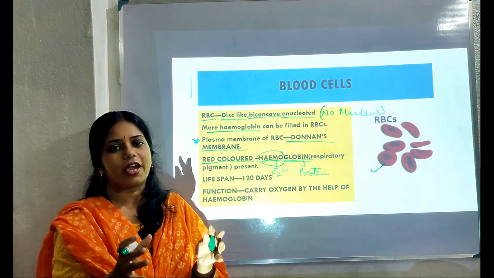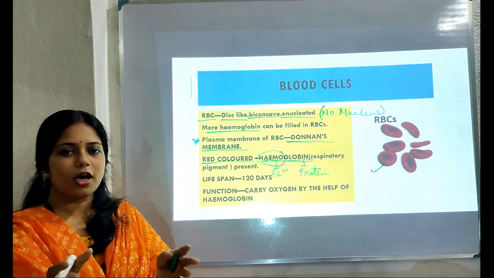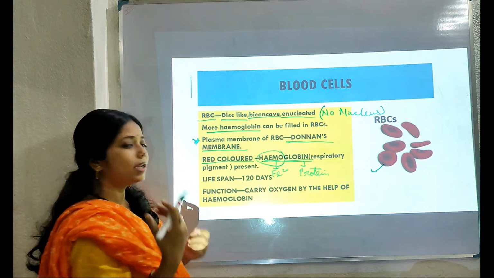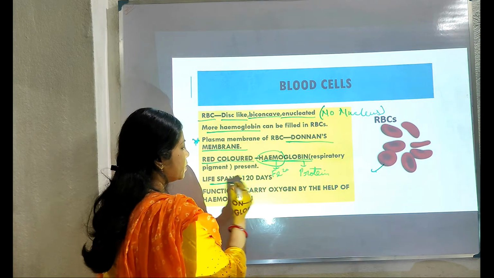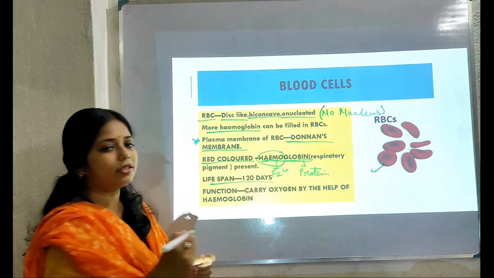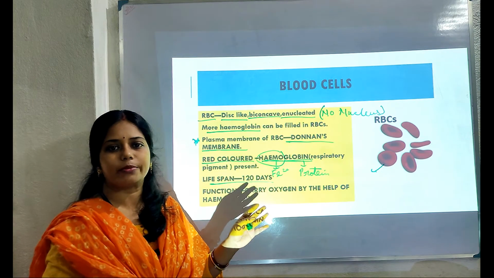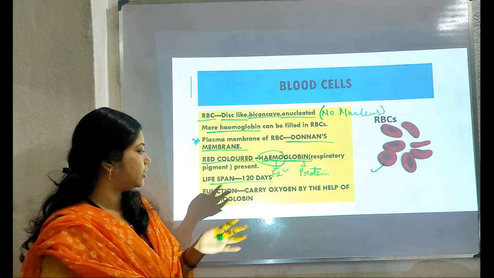This is the iron containing part and this is the protein part that make the hemoglobin. Hemoglobin helps to carry oxygen within the RBC. What is the lifespan of RBC? The lifespan of RBC is almost 120 days. In mature human beings, the lifespan of RBC is 120 days.